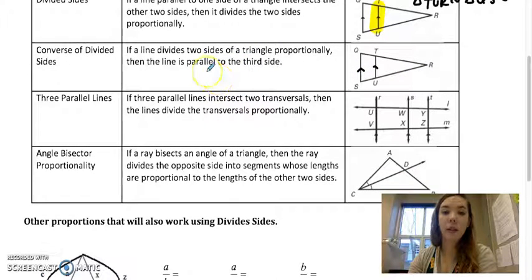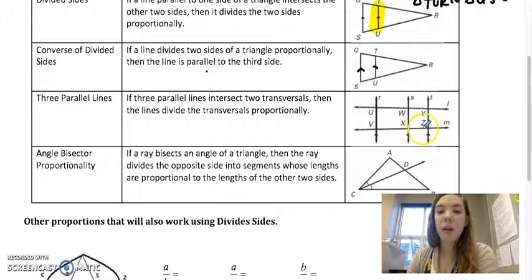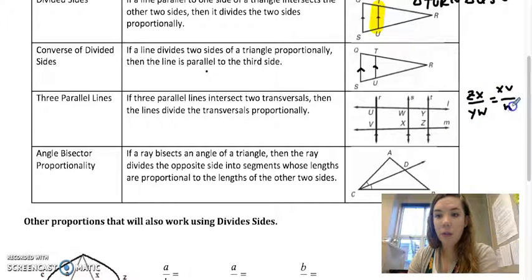Three parallel lines. If three parallel lines intersect two transversals, then the lines divide the transversals proportionally. That means that since these are all parallel, these are proportional. So they're not the same length. You can tell that fairly obviously, but ZX over YW would be equal to XV over WU. So these sides are proportional and these two sides are proportional.